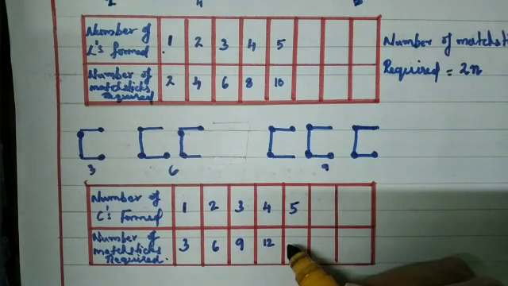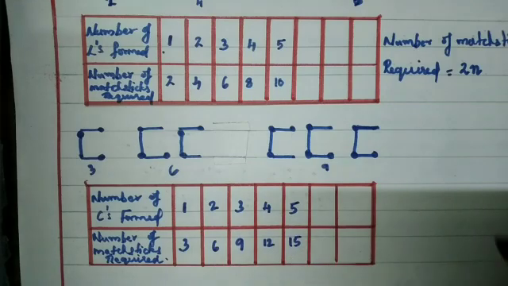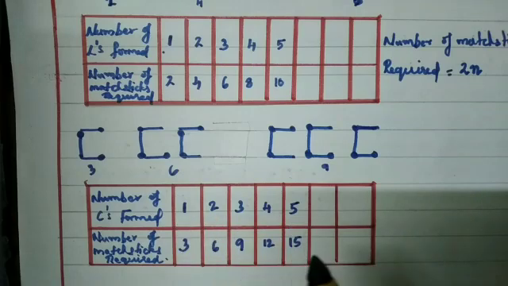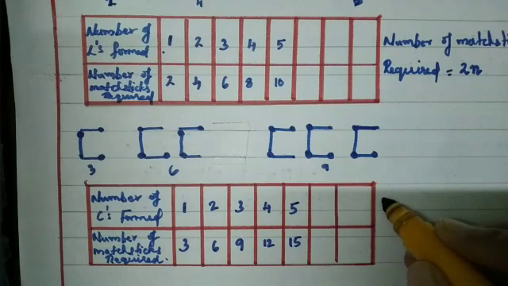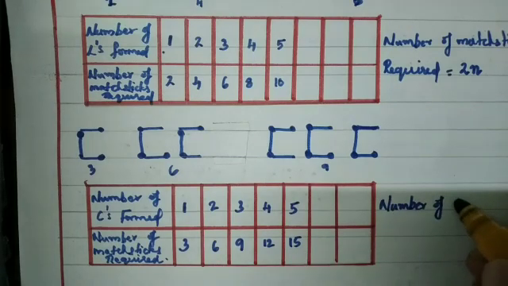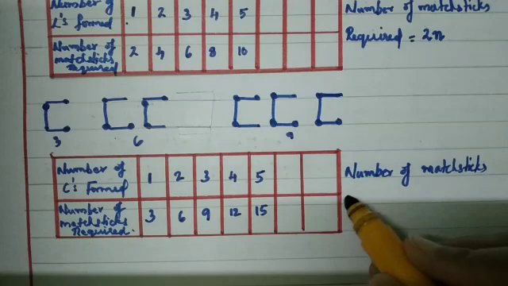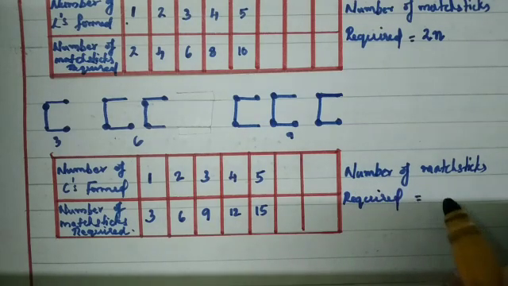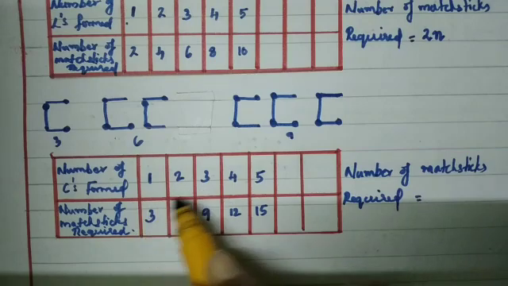5 C's. How many matchsticks? 5 3's are 15 matchsticks. Like that, the number of C's formed is changing, so all are multiples of 3. Okay. Then how do you represent the number of matchsticks required? The number of matchsticks required equals, here the number of C's formed is changing.